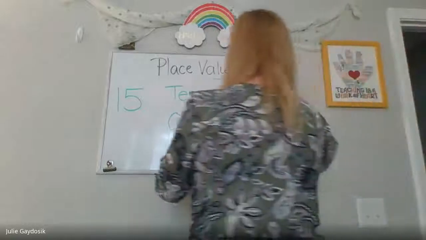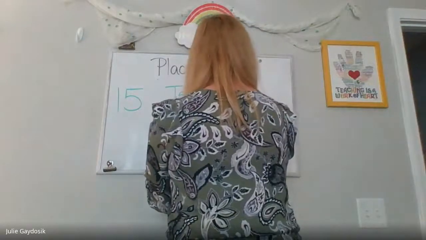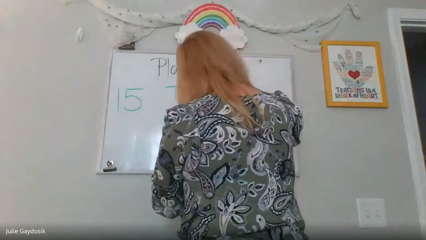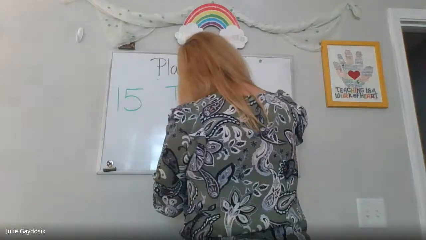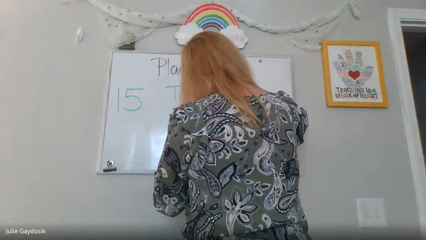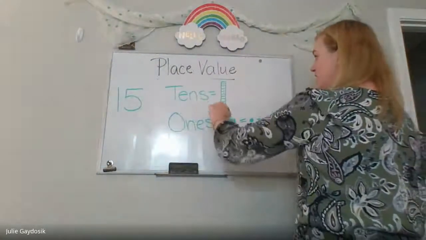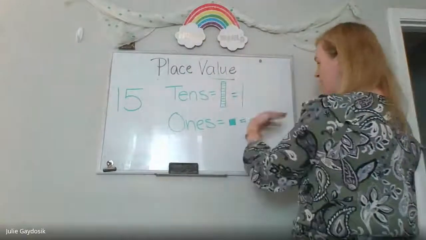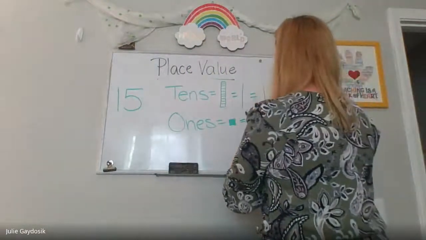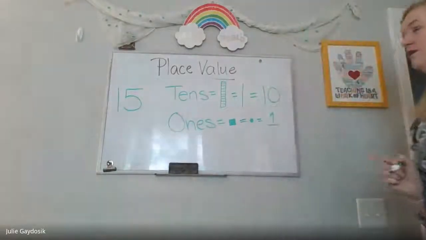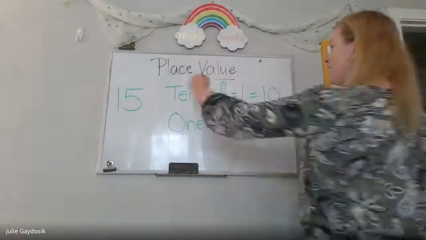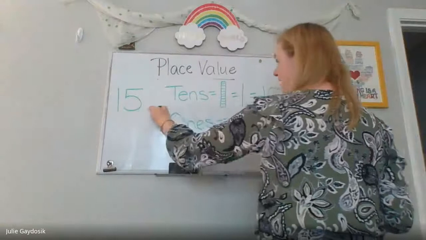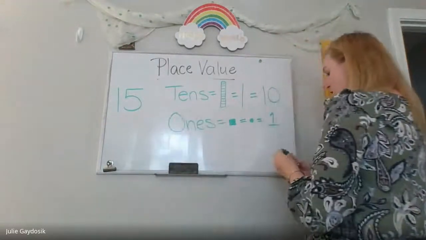Now for tens, remember tens are 10 ones. So if I have a 10 stick, there's 10 ones cubes in 1 ten. We often write it as a line or a stick, and it is worth 10. So we're talking about the value of a number, and we're looking at the place.